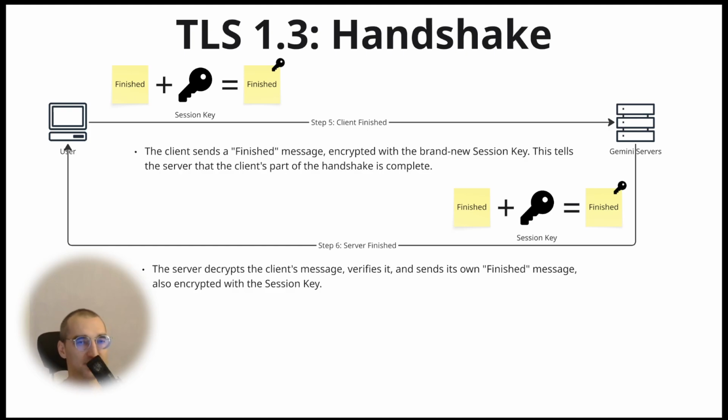The client is going to say, okay, this is step 5, I'm finished. It's just going to take a finished message, encrypt it with this key, and send it to the server. The server is going to decrypt it. Okay, finished. I want to reply. It's going to reply, I'm finished as well. That's it. The handshake at this point is completed.